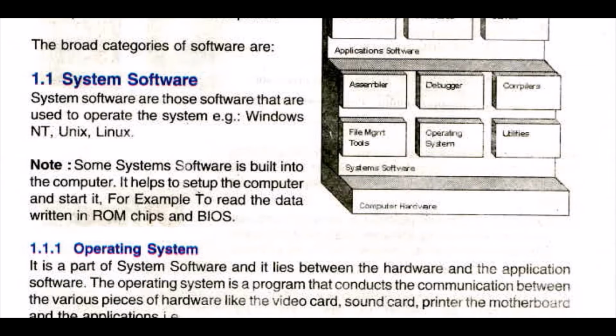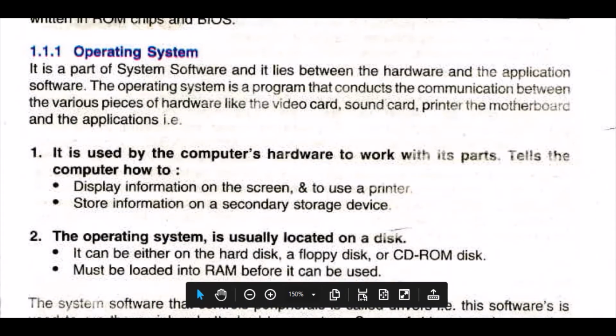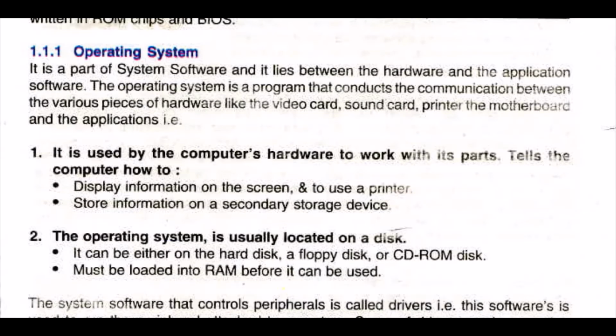In this part, we can say operating system. Operating system is that part of the computer that you use. For example, Windows and Android, that is an operating system. It is a part of system software and it lies between the hardware and the application software. Now you get it? You use Android and you use various applications. The operating system is a program that conducts the communication between the various pieces of hardware like video card, sound card, printer, the motherboard, etc.